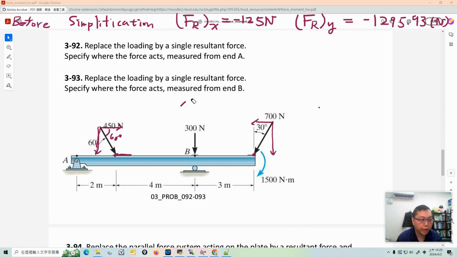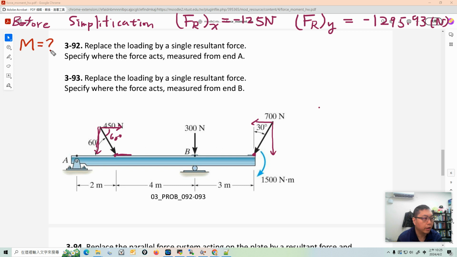For this simplification problem, we are calculating the resultant force. Before simplification, we also have to calculate the resultant moment. Before simplification, what's the resultant moment?